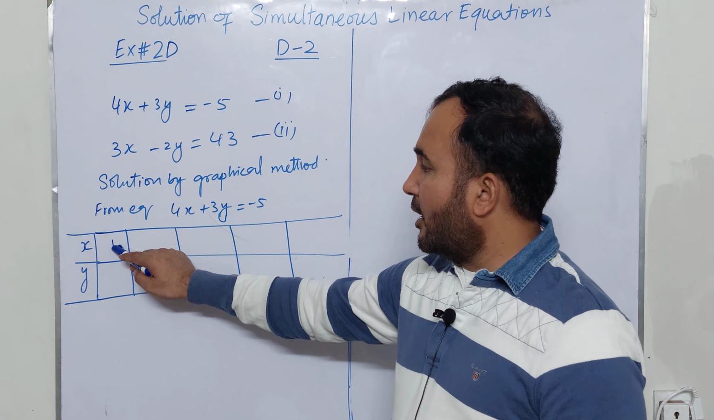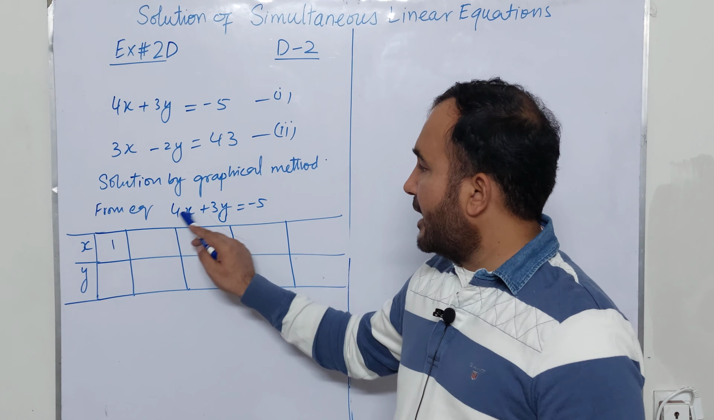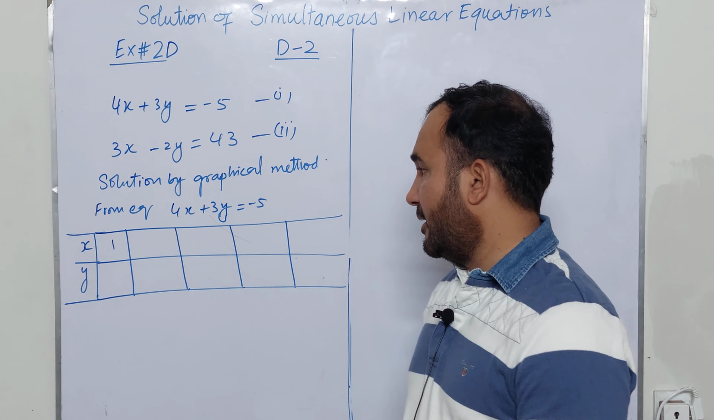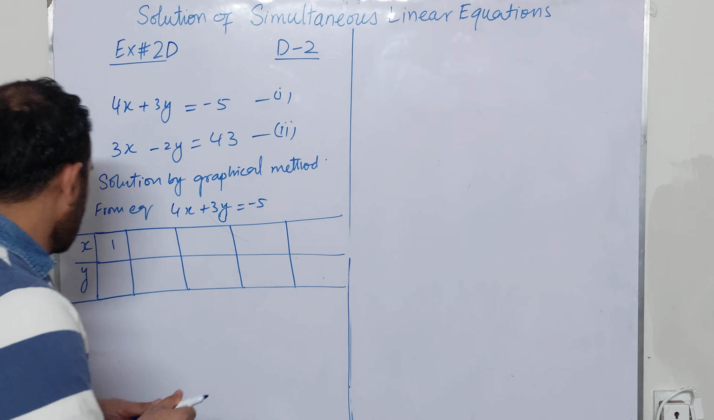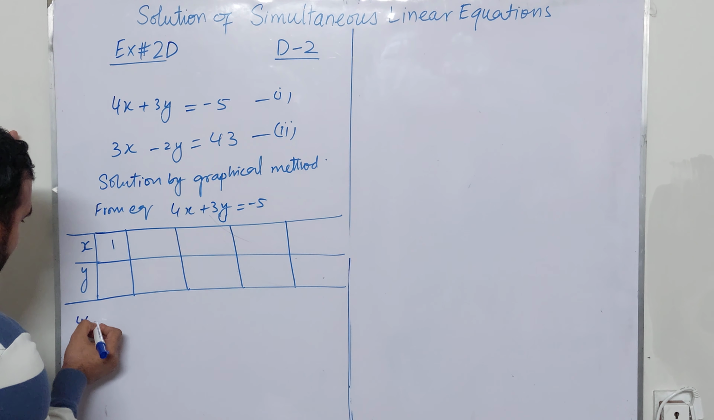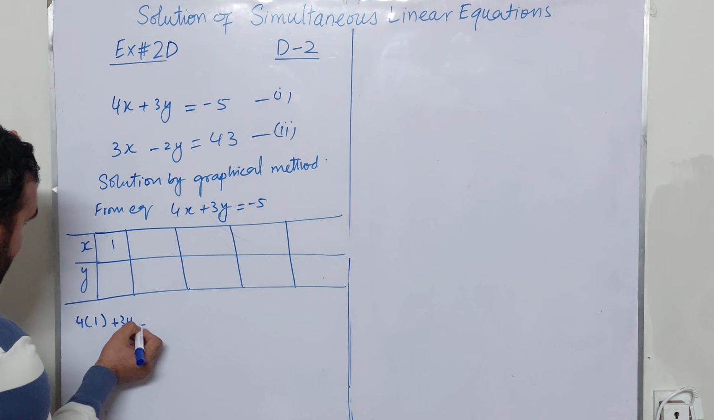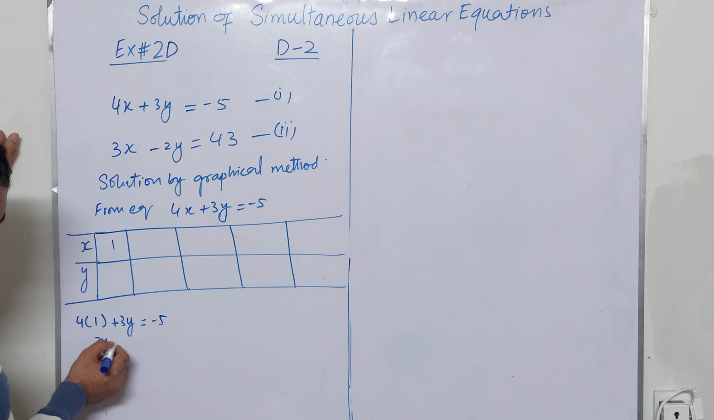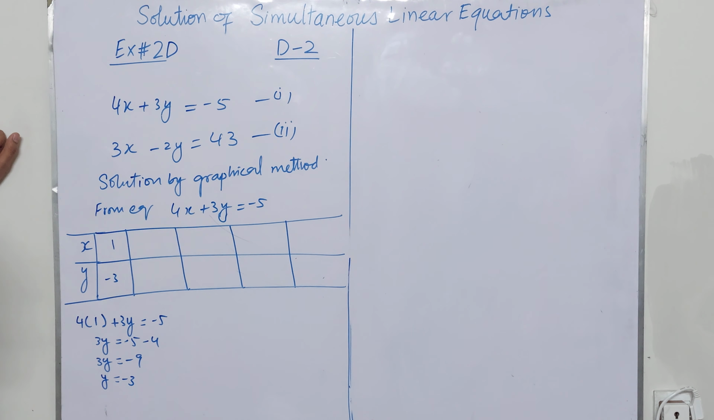So if we start from 1, it means that I have to put x as 1 in this equation, and then we are going to find the value of y. So just replace x with 1. We will have 4 times 1 plus 3y is equal to minus 5. 4 ones are 4, shift this 4 to the other side, so it will be 3y is equal to minus 5 minus 4. So it will be 3y is equal to minus 9, and now divide both sides by 3, so we will get y is equal to minus 3. So we got minus 3, right?